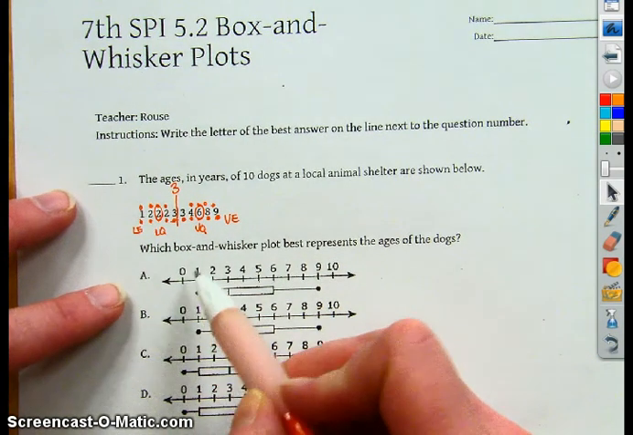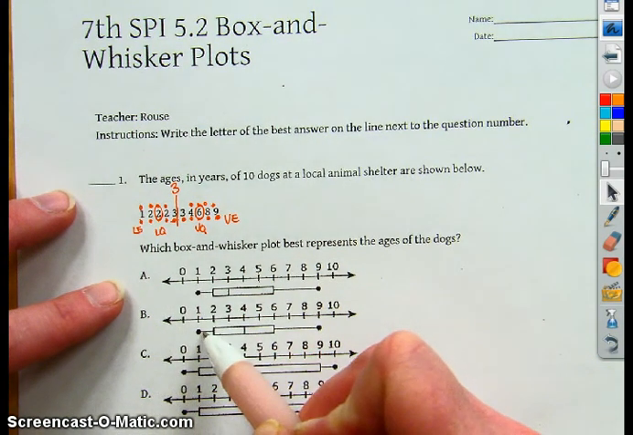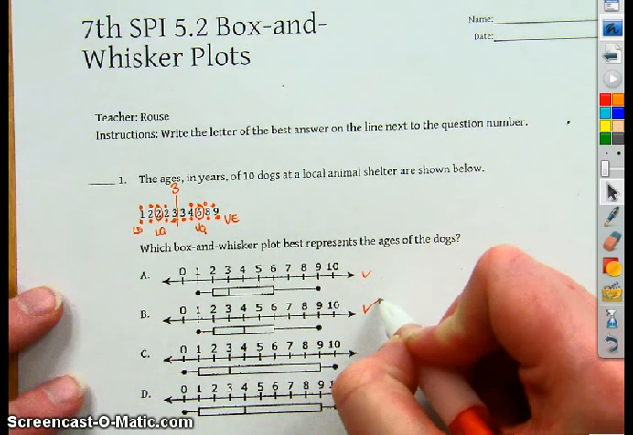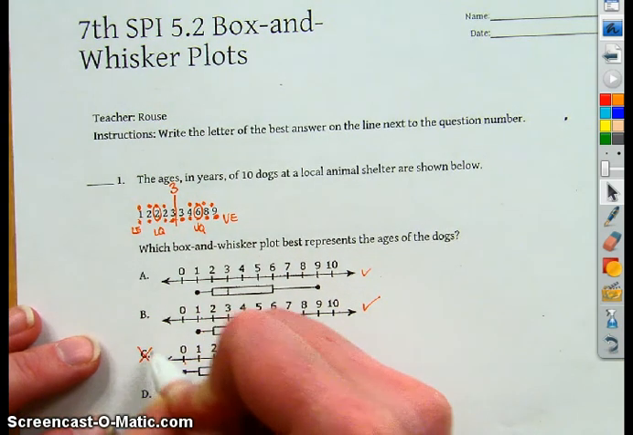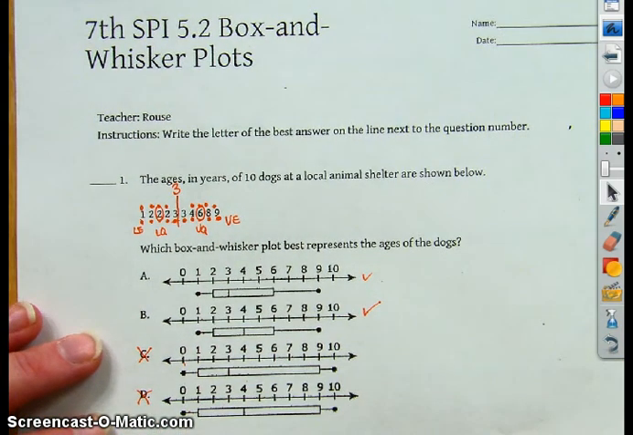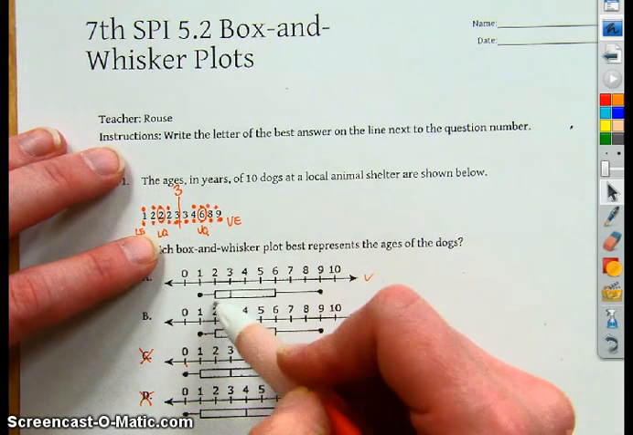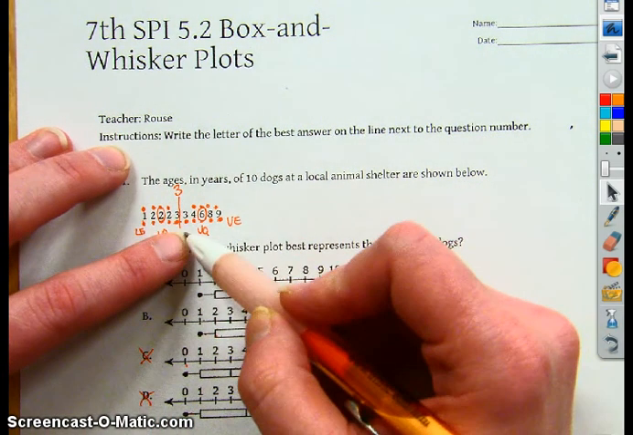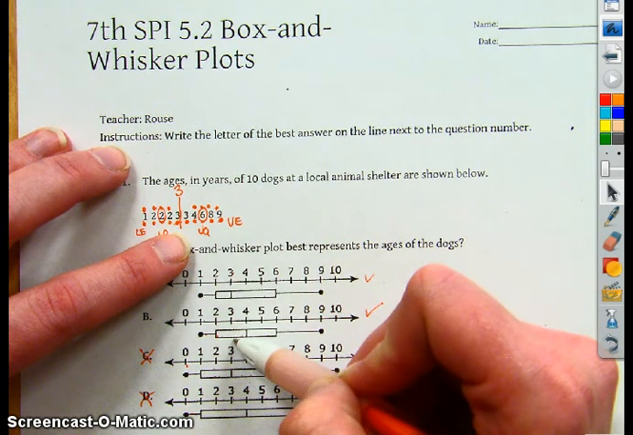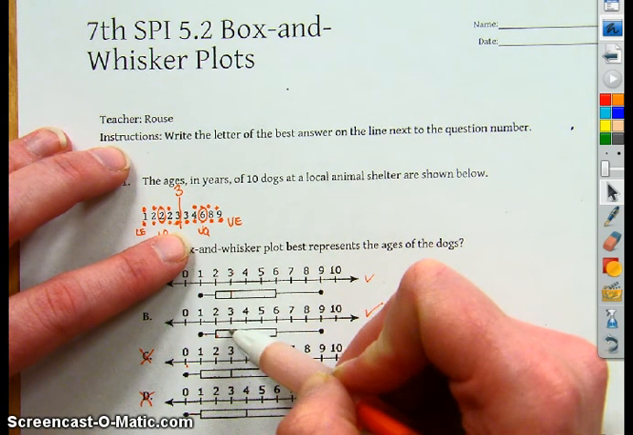So looking for a lower extreme of 1, these 2 are still in. These 2 are out. They have the lower extreme in the wrong place. Lower quartile at 2. Still good. Median at 3. This one hasn't. This one doesn't.